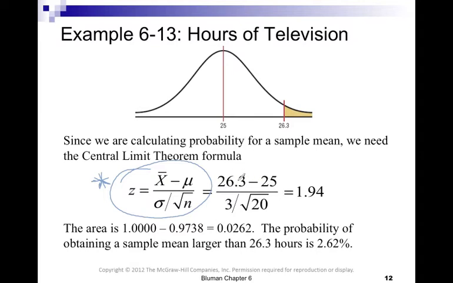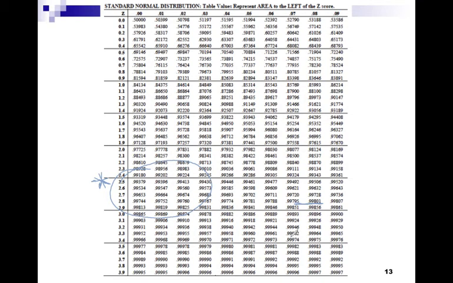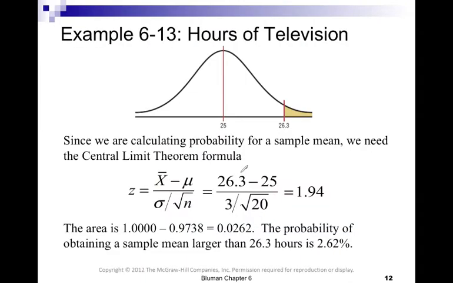Well, it's x bar minus mu, 26.3 minus 25, divided by 3 over the square root of 20, and that equals 1.94. Then you're going to go into your chart just like we have before, and we're going to look up 1.94. So here's 1.9, come down here at 4, and we're right there at 0.9738. So we go back up, verify. Here's your 0.9738. That's the area under the curve.